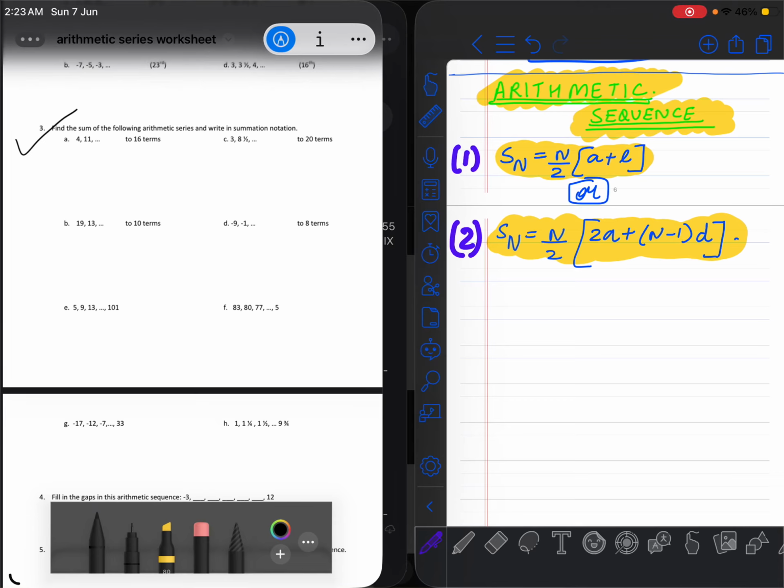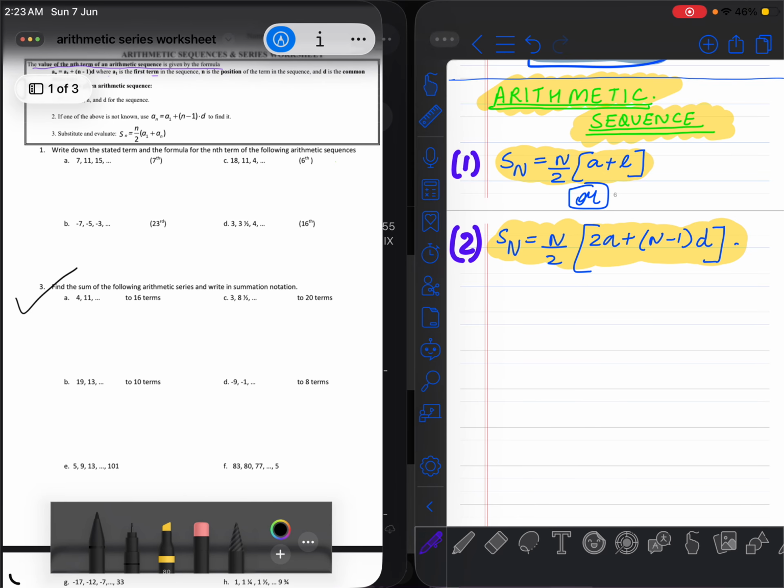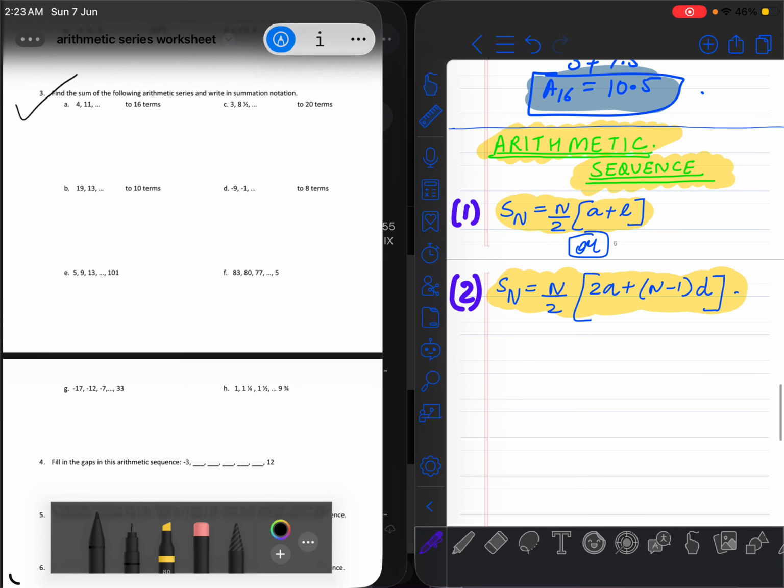Okay, so here in this video we'll be doing the sum formula. In the last video we did that if you have an arithmetic sequence and we need to find the general formula to find any particular term, we use the general term, the nth term formula, that is a plus n minus 1 d.